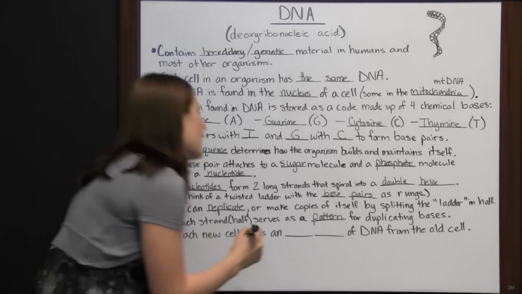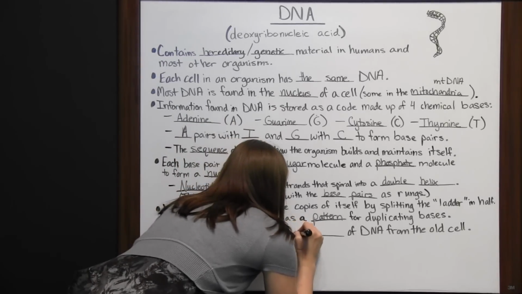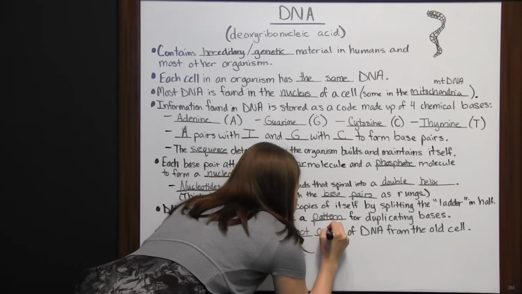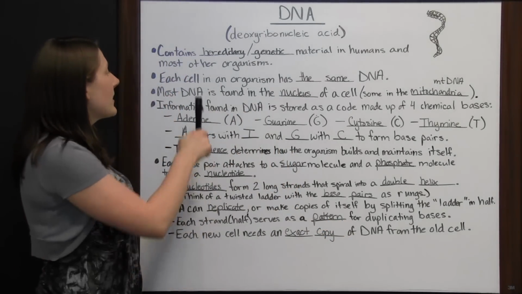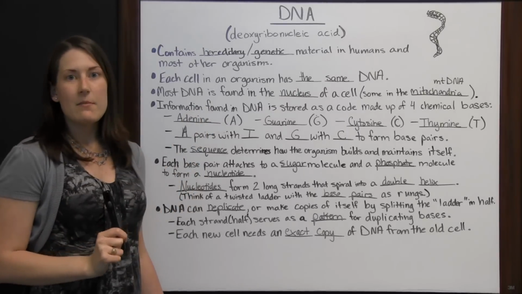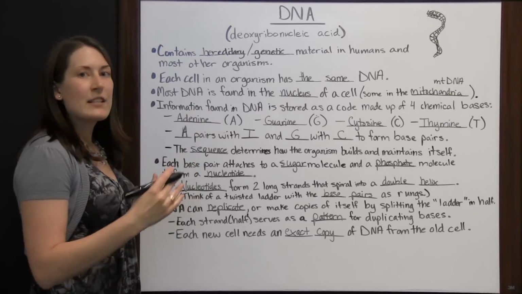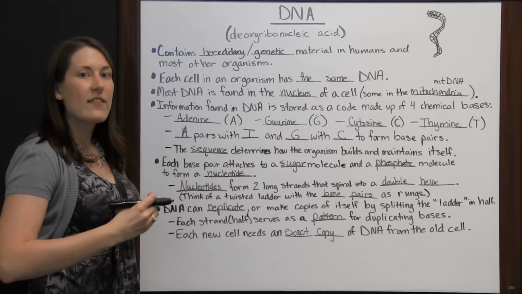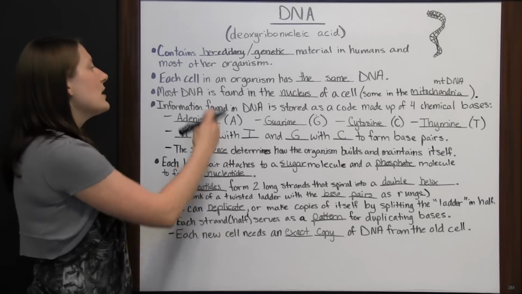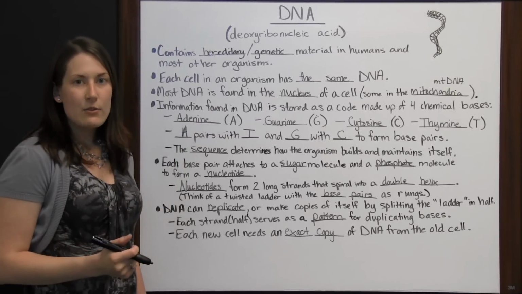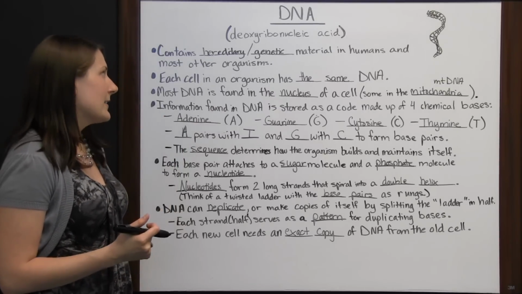And each new cell needs an exact copy of DNA from the old cell. Because remember, each cell in an organism has the exact same DNA. So if the DNA is replicating itself, it needs to be giving an exact copy to a new cell so that this can continue, and the organism is going to continue to have the same DNA in it.